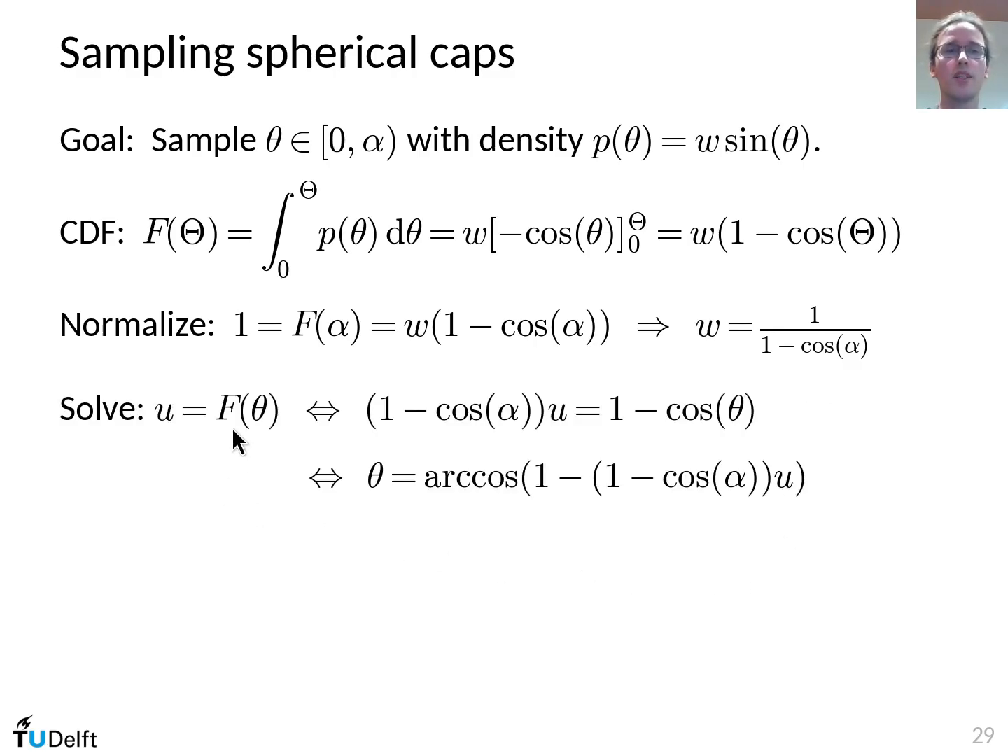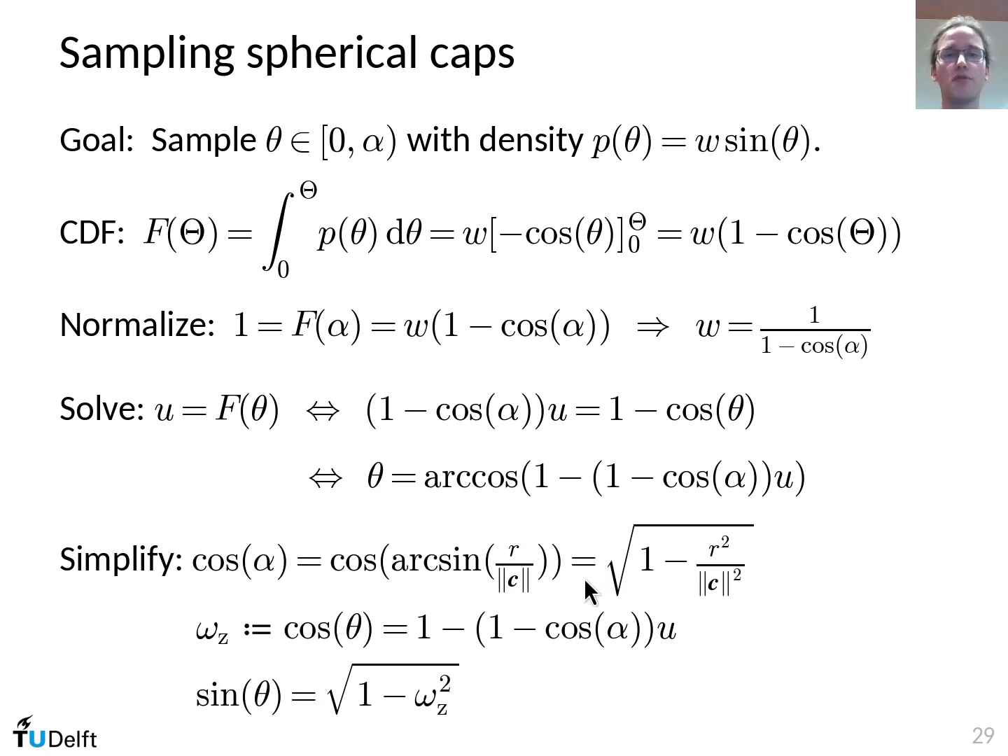And now we solve to get the inverse CDF. So if we multiply 1 minus cosine of alpha over to the other side, then we have this equation. And now we also take the 1 minus to the other side and apply the arccosine on both sides. And then we have theta is arccosine of 1 minus, and then in parentheses 1 minus cosine of alpha, times u. And that's how we can compute the inclination of our sample.